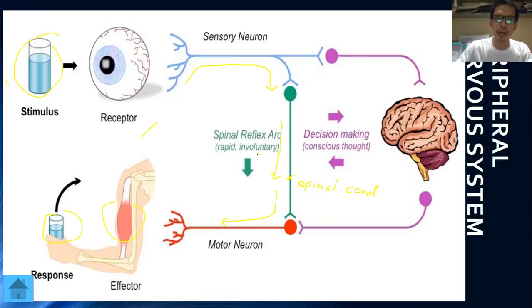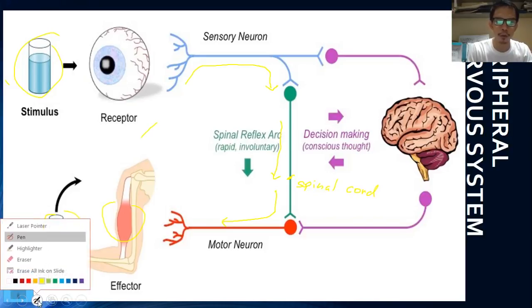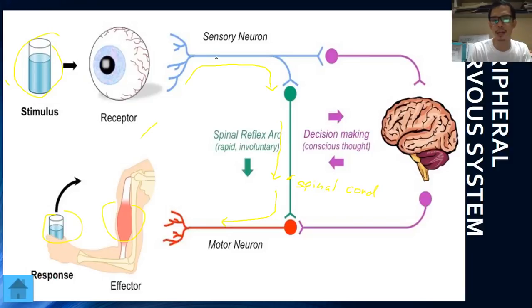Now that's the immediate action. So in what way will the message go to the brain? After the reflex arc, there are impulses that will go to the brain. First, it will arrive at the brainstem, and there's a part in your brain that sorts out this sensory data. All right, we call it the thalamus.